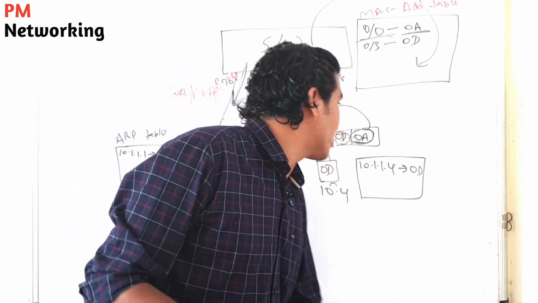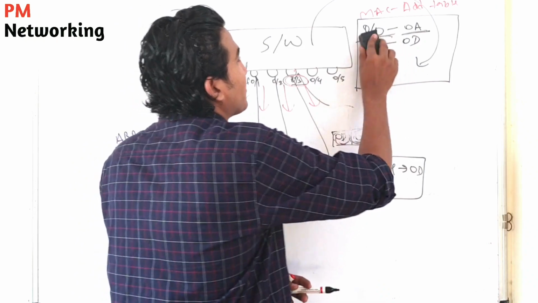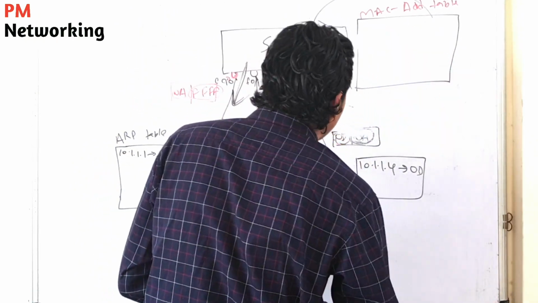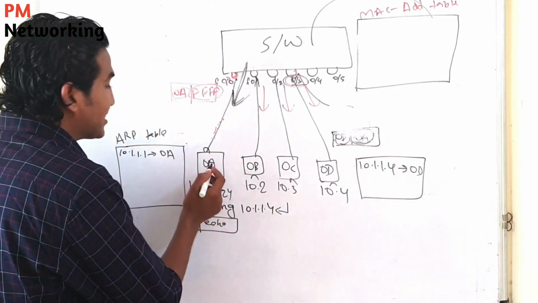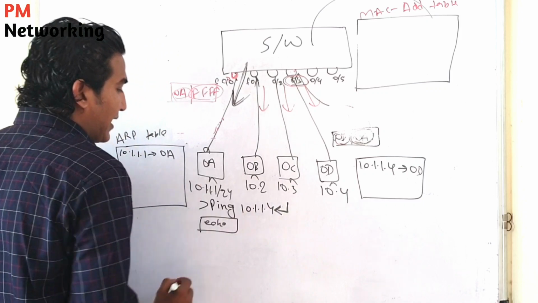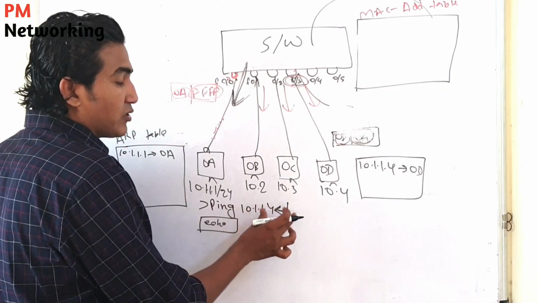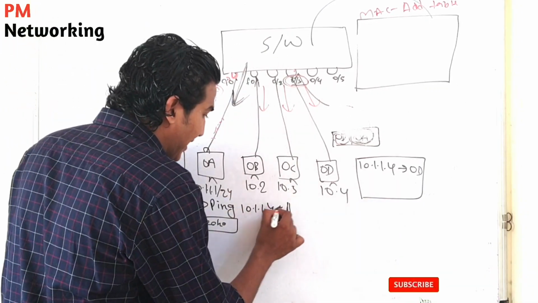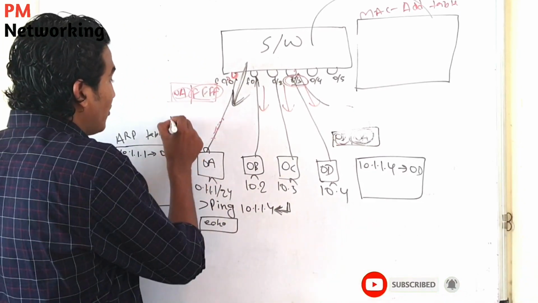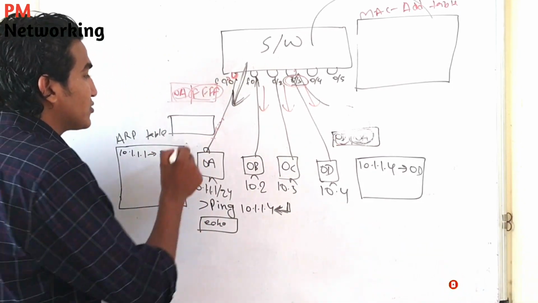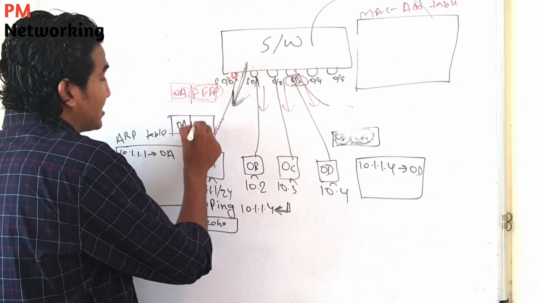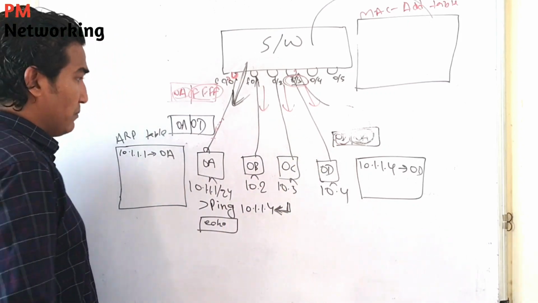I am giving one more example over here. Just suppose there is no entry in the MAC address table, and this PC is trying to ping that PC, right? I type the command ping 10.1.1.4 and hit enter. So an echo message will be generated. Now what will be the source MAC address? Source MAC address will be 0A, and the destination MAC address will be 0D.